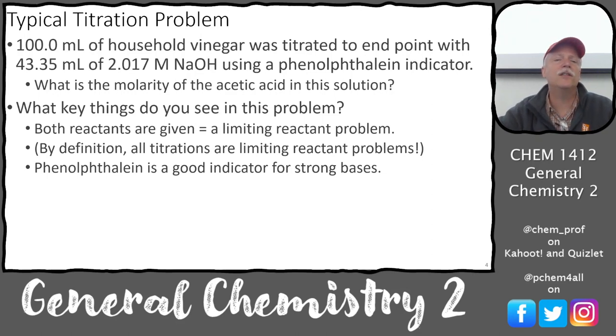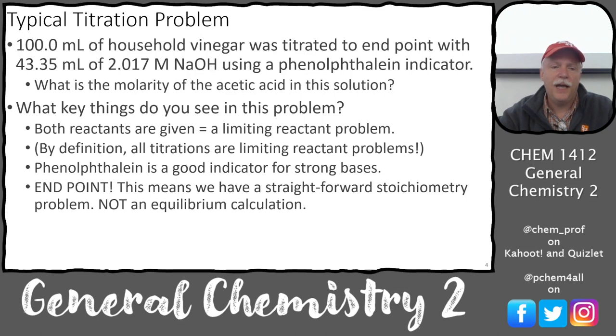Phenolphthalein is in this problem. That's a good indicator for strong bases. We're going to spend a lot of time looking at indicators today and the different properties of indicators. And then endpoint. Okay, this means we have a straightforward stoichiometry problem, not an equilibrium problem. So we're not going to have an ICE table or anything like that. We can just use our stoichiometry skills and solve for the amount of acid. So this is just some key things to know about the generic titration type problem.